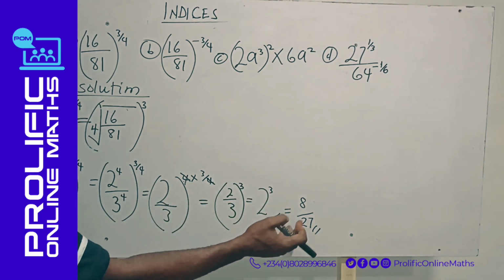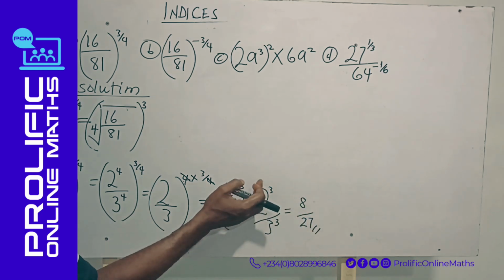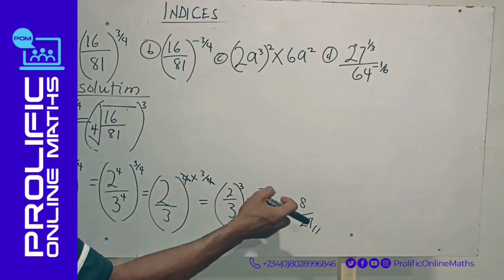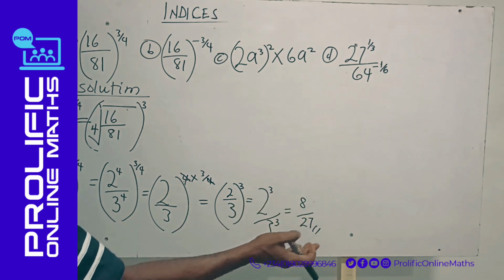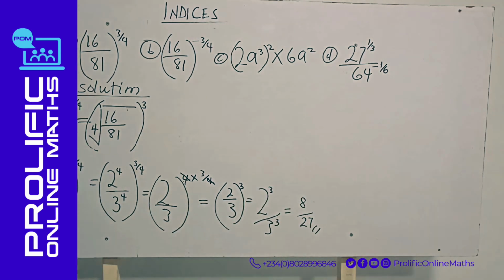Then we express it, and we arrive at 2 raised to power 3, but that is 2 times 2 in 3 places to give us 8, and 3 times 3 in 3 places to give us 27. That's our final answer.